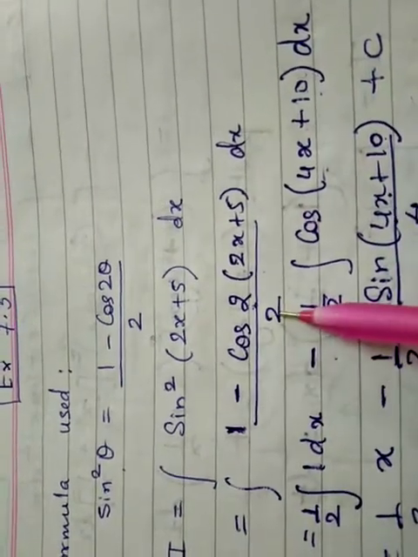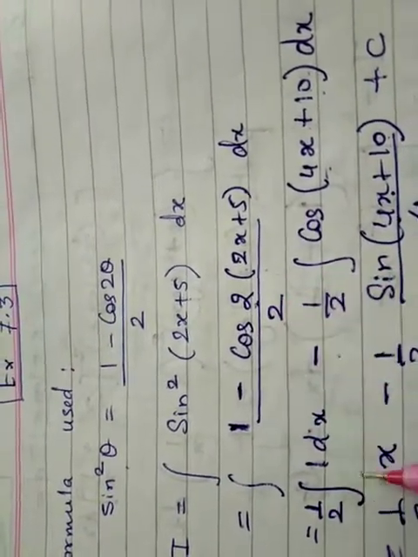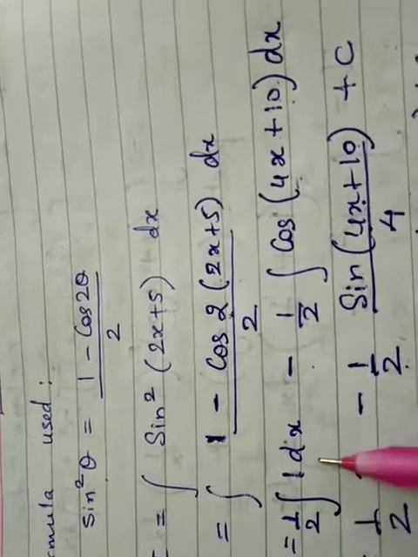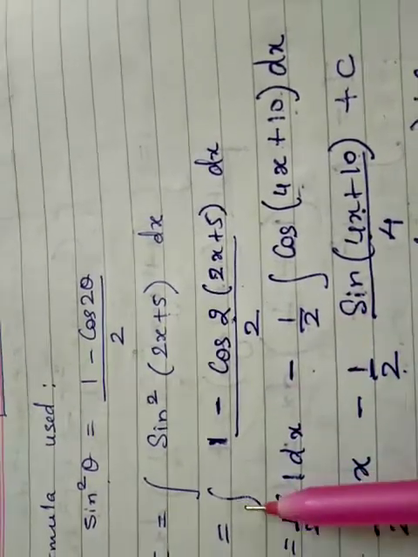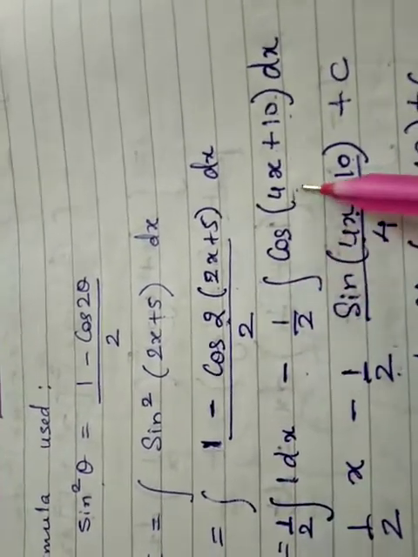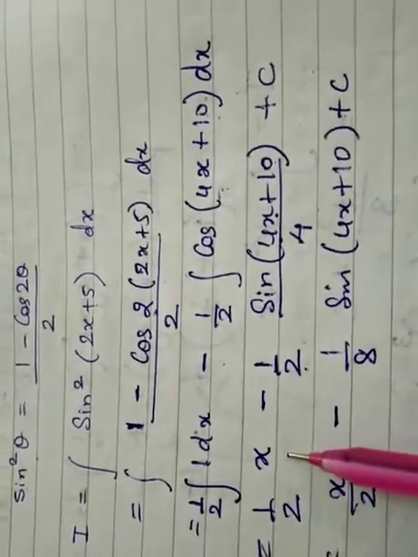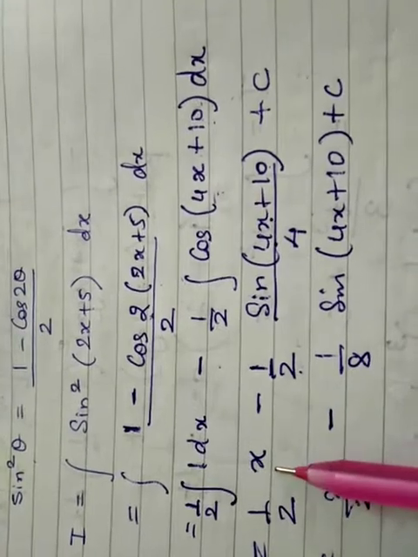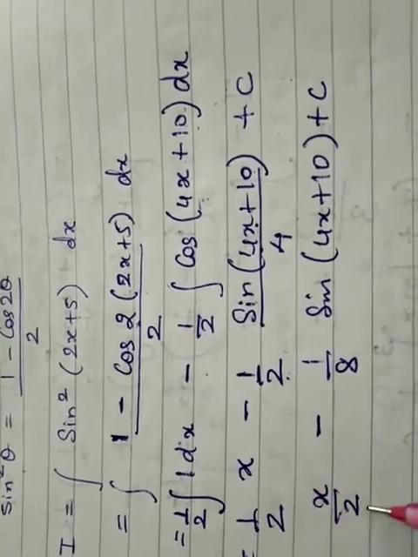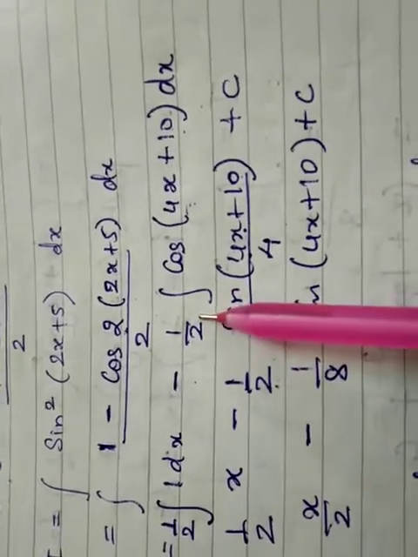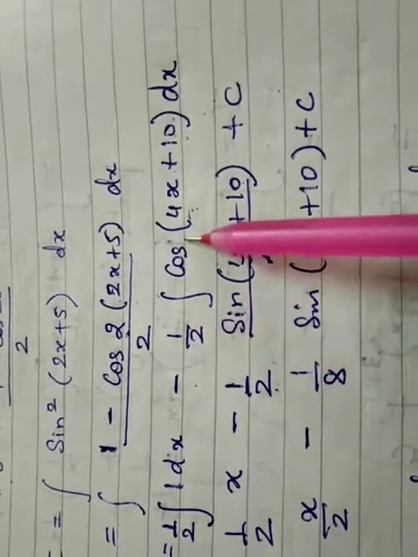This denominator 2 I separate for both the terms, so it becomes 1/2 integral 1 dx and 1/2 integral cos of 4x plus 10. Now 1/2 x is simplified, integral 1 is going to be x, so it is simplified as x upon 2. This minus 1 upon 2 is a constant.